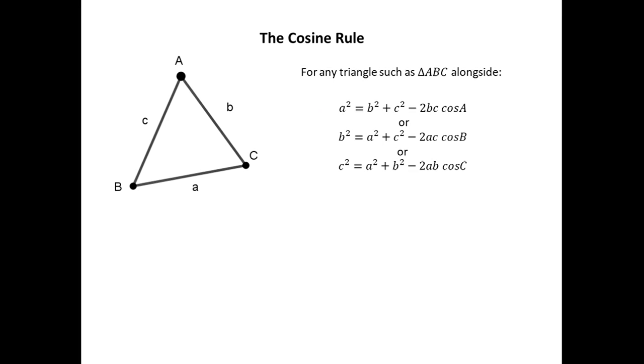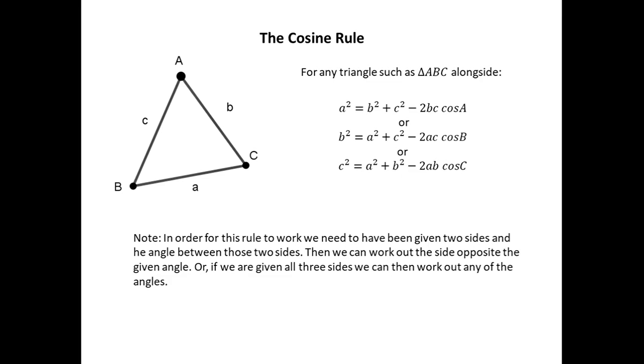Moving steadily along, the cosine rule. There it is. Does it bring back memories? I hope it does. The cosine rule works if we have got an angle and the side on either side of that angle and are trying to work out the third side. Or we can use the cosine rule if we know the lengths of all three sides and we want to work out the size of any of the angles.